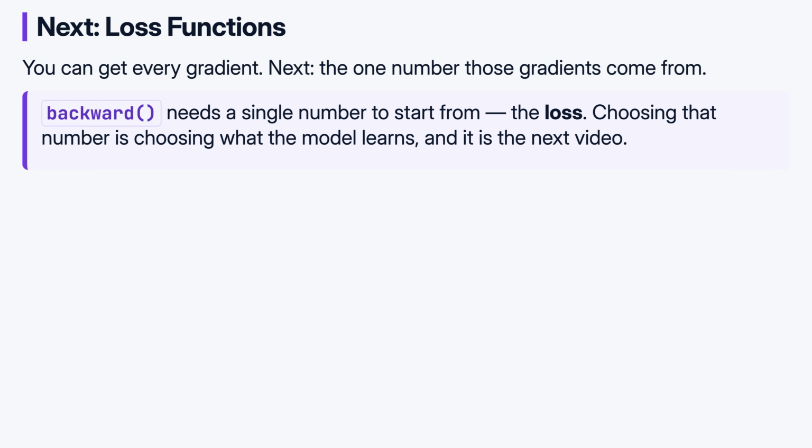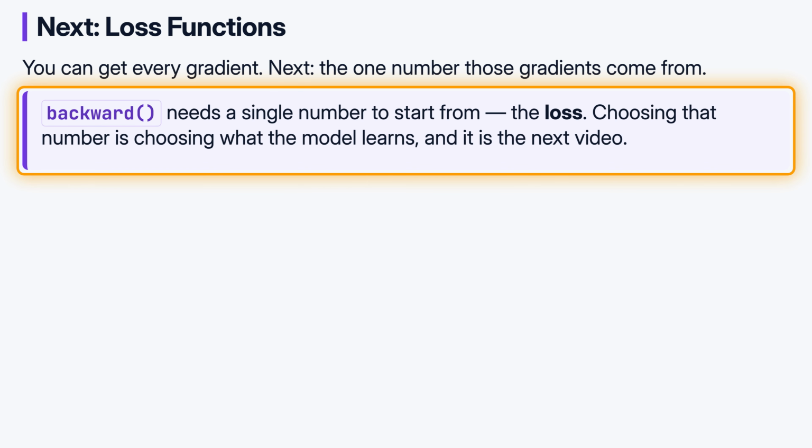You can now get the gradient for every parameter, but the whole backward walk started from one number, the loss. .backward() needs a single number to begin from, and that number is the loss. Choosing it is choosing what the model learns.